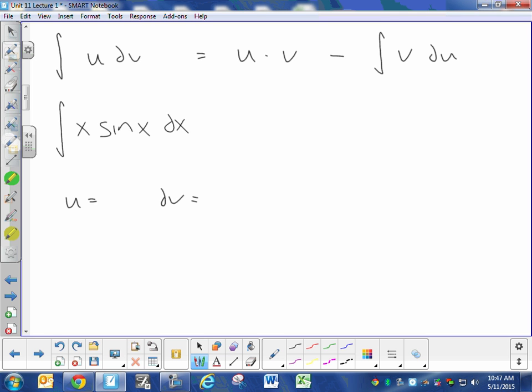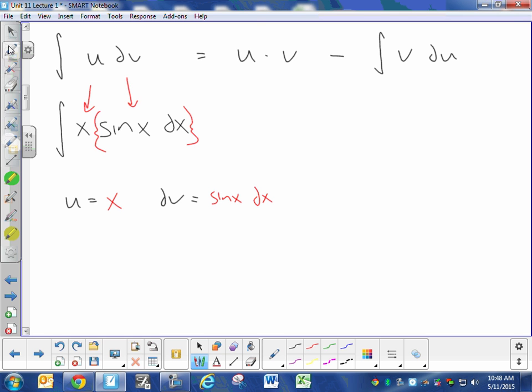Now, just because it's lined up like this, I'm going to say u is x, and then dv is the rest. Now, u and dv have to include everything. So u is going to be this x, dv will be the sine x and the dx. Okay, so that's my integral u dv.